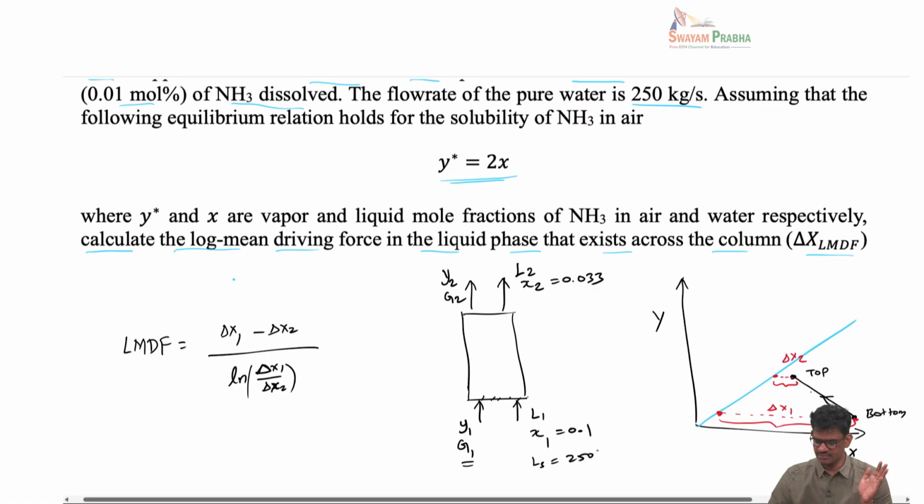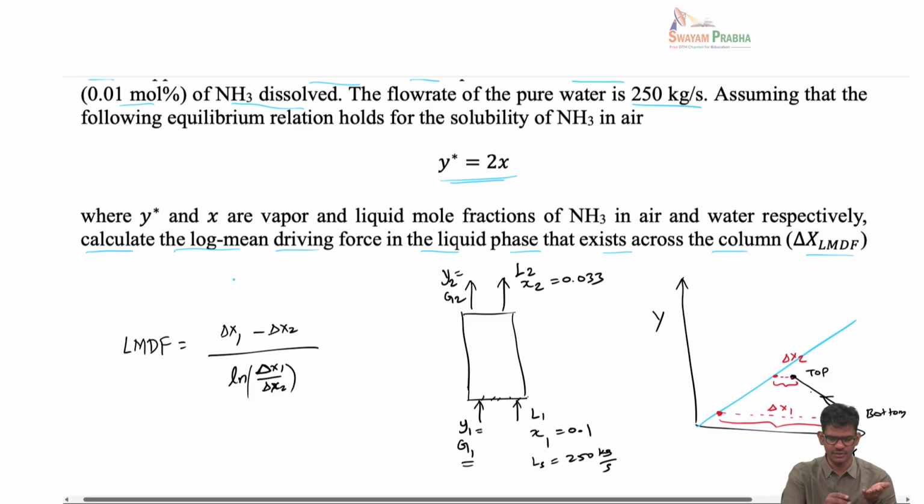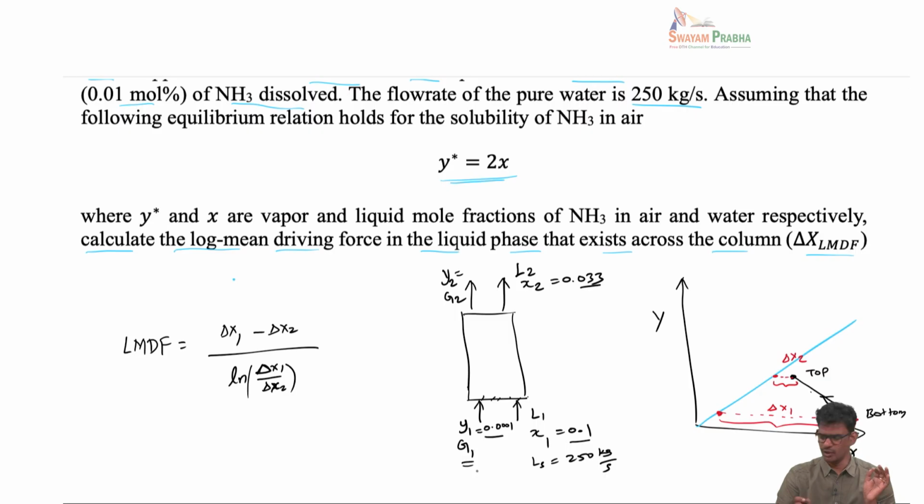And the flow rate of pure water, LS, is also given, 250 kilograms per second, and the equilibrium line is also given. So all the information that you need is given so that you can easily calculate x1, and you can calculate the y2 value. y1 is also given, 0.0001. So y1 is given, x1 is given, x2 is given, y2 we have to find out. To find y2, LS and GS are also given. The only unknown was y2, so that is somewhere here.